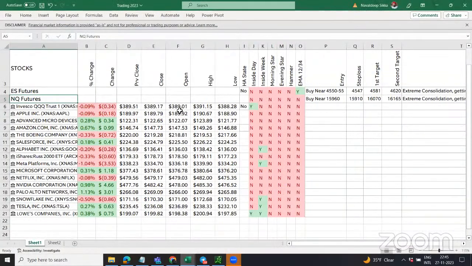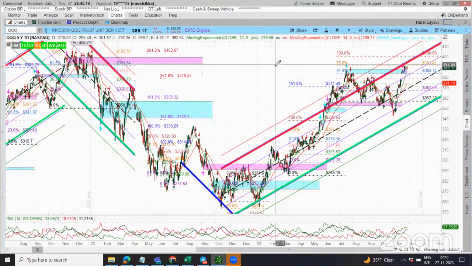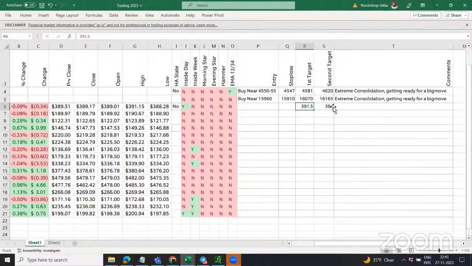So for this, 391.50 is my target, then 394 and then 400. If you want to take more, you can take more, but I think 400 is possible. After many dodges, still not falling. Shows strength.